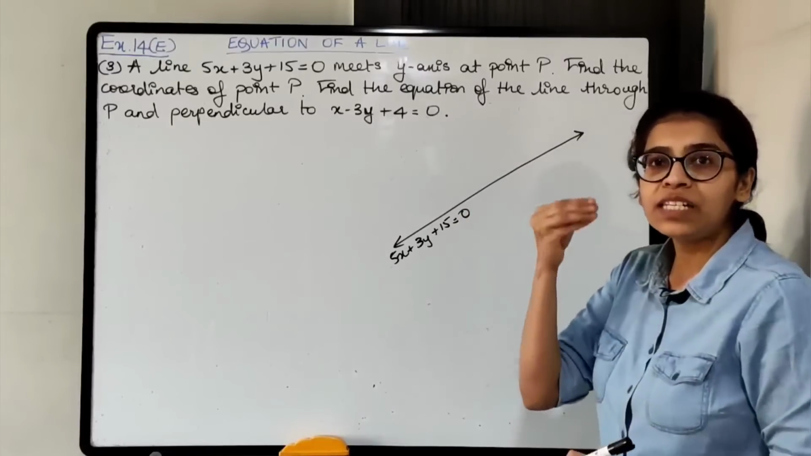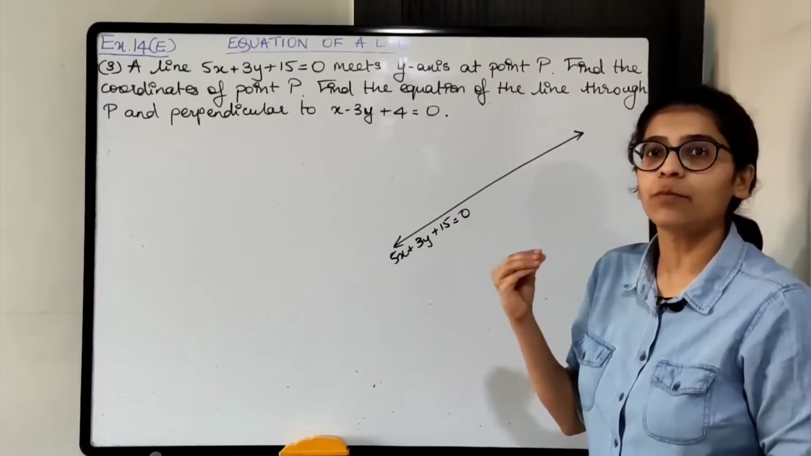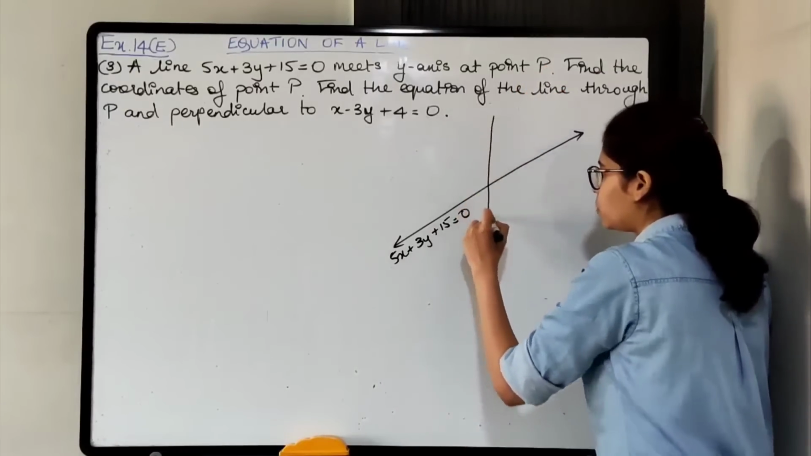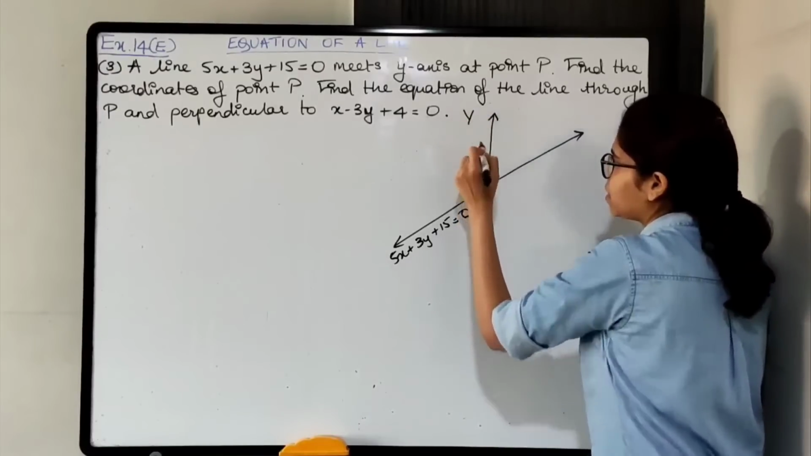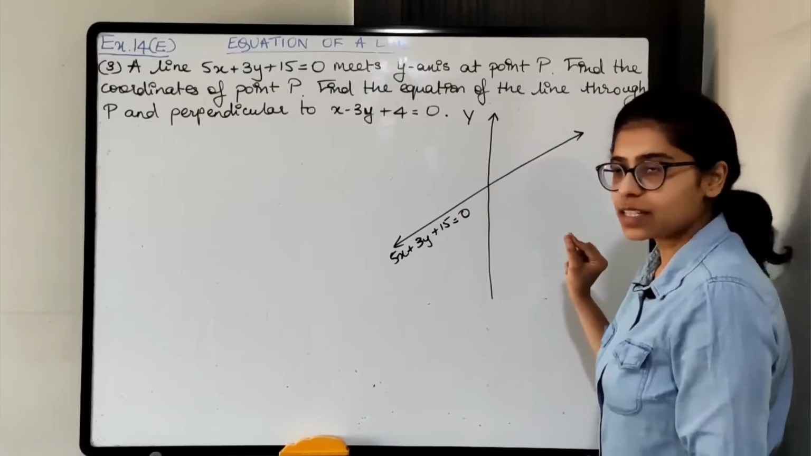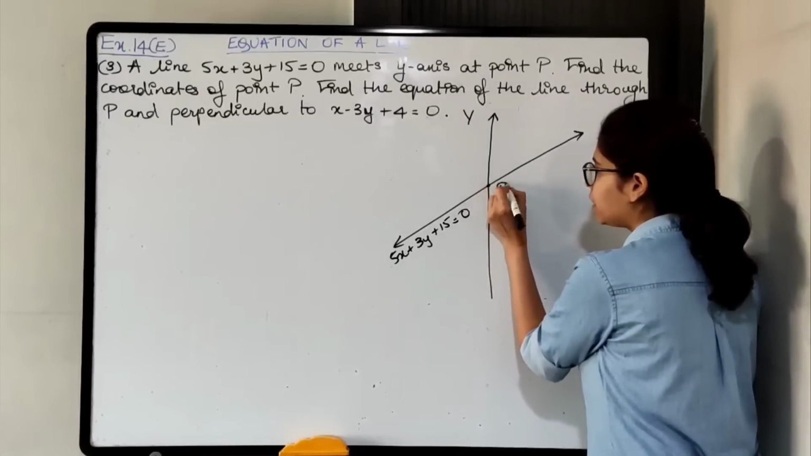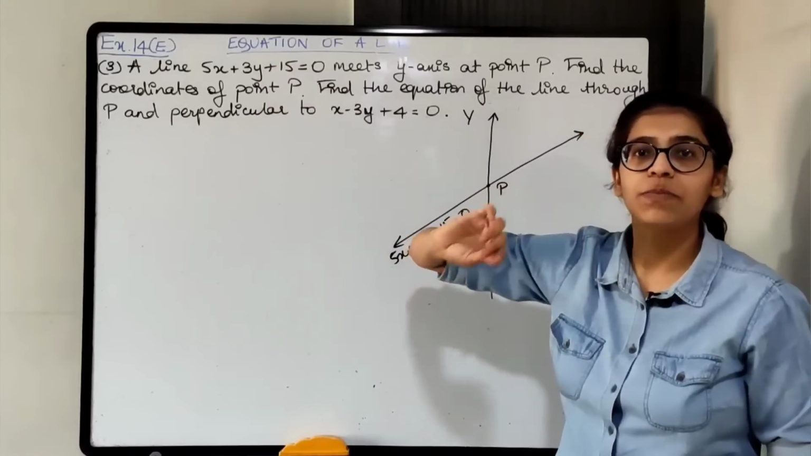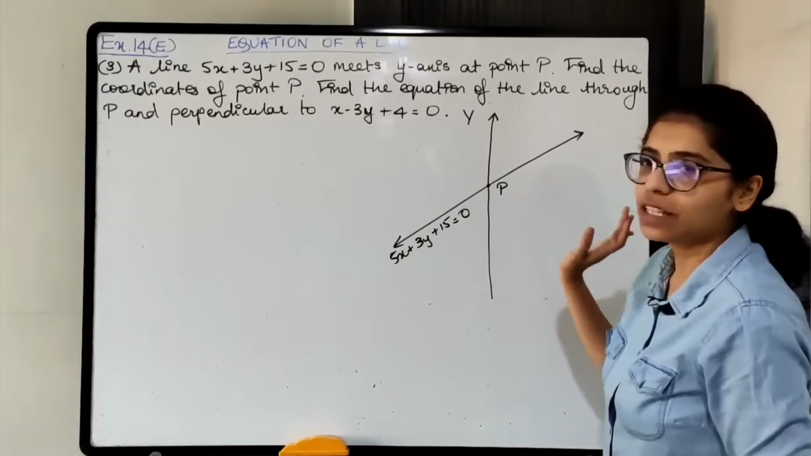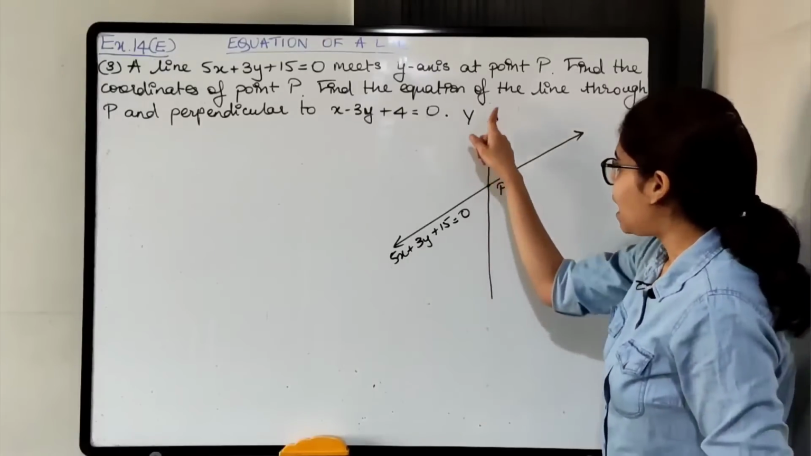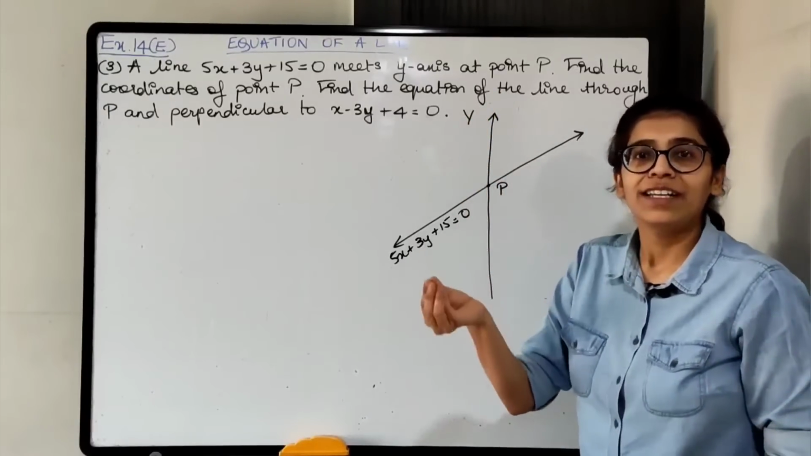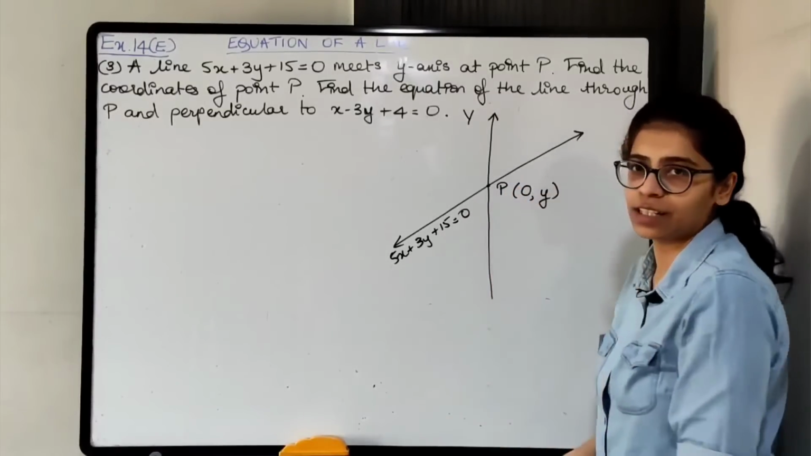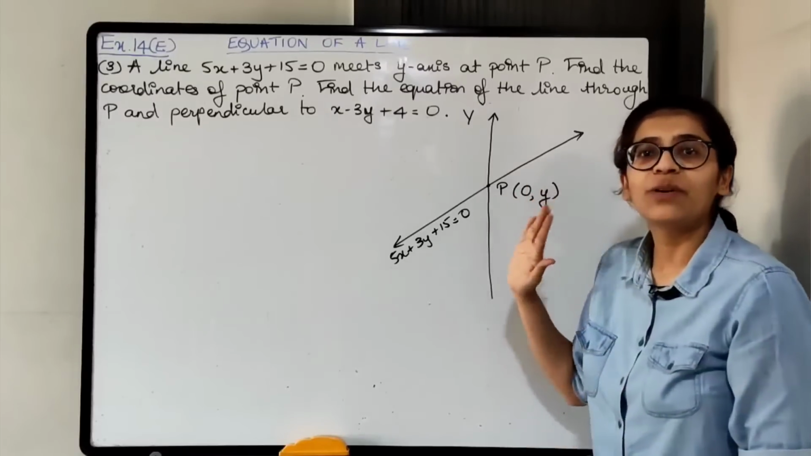This line is meeting the y-axis, it is cutting the y-axis at point P. The y-axis is the vertical line, okay? So we'll draw the vertical line. This is the y-axis. It is cutting the y-axis at point P. This is the point where it is meeting or cutting the y-axis. We have to find the coordinates of point P first. P is lying on the y-axis, so the x coordinate will be 0 and it will have some y coordinate. So I have to find out the y coordinate.